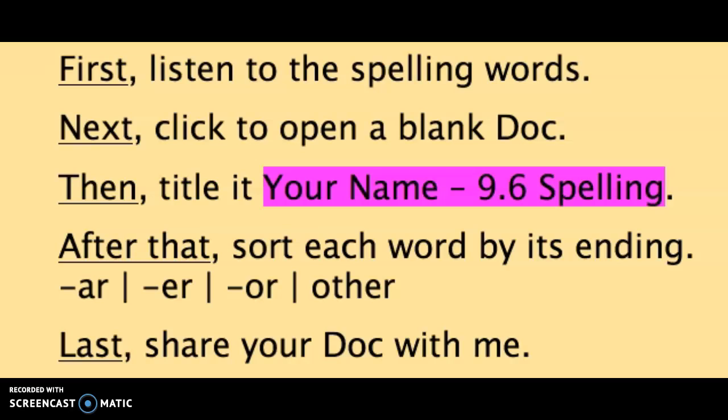After that, what you're doing with the words is sorting each word by its ending. So there's going to be a category for each word. It's either going to be a word that ends with AR or ER or OR, or it's going to have some other ending that doesn't fit the first three categories.